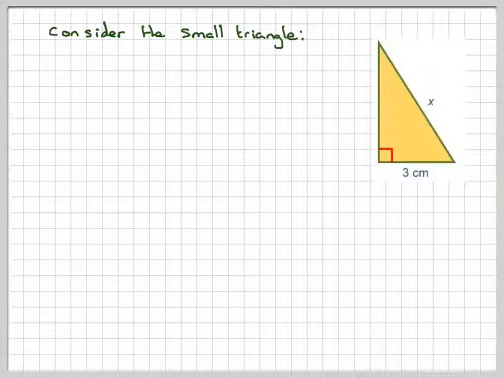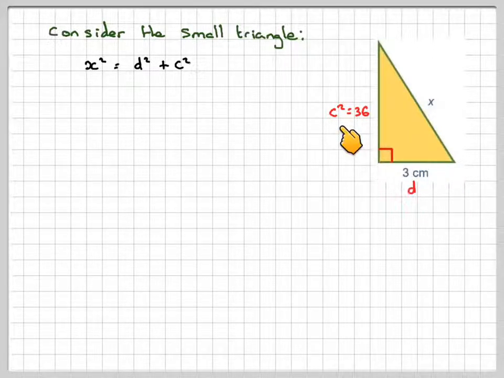Right, if we now consider the smaller triangle, which looks like this, we now know that this side squared is 36. We're going to call this one D and call this one X. This one's X, we've got to find. So X squared is going to be equal to D squared, this side squared, plus C squared. Therefore, X squared will be equal to 3 squared plus 36.